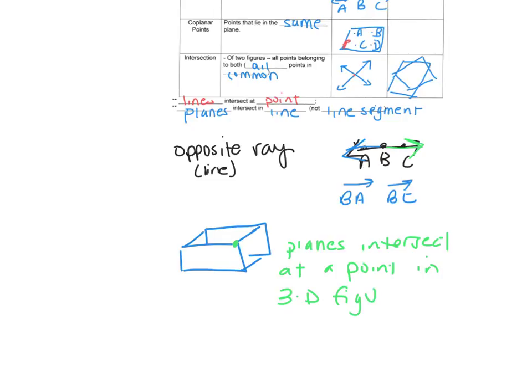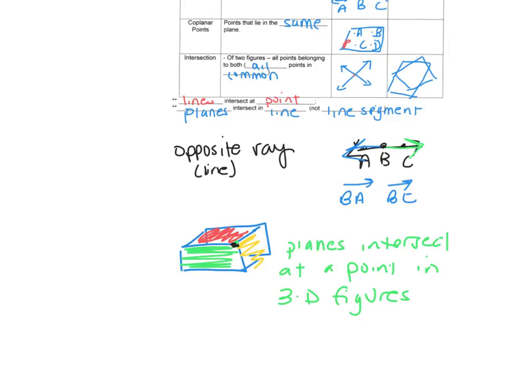So in these 3D figures, because of the way my planes are designed, it's the only way. I'm going to try to draw this so you can see it: if I have this plane here, this plane here, and this plane here, the only place they're all going to intersect is right here at that point. It's the only place they're going to have in common for all three. And it only happens in 3D figures. It's one of those weird exceptions.